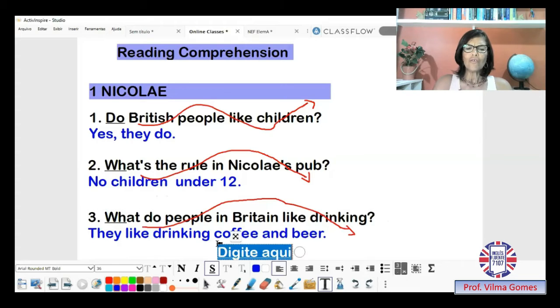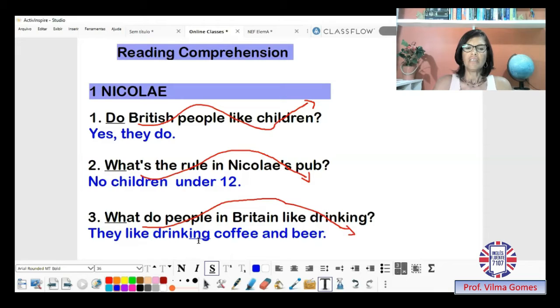Por que, professora, que nós estamos usando aqui esse ing? Pois é, do you know? Porque toda vez que a gente utilizar os verbos like, enjoy, love, hate, quando a gente fala das coisas que a gente gosta, que a gente ama, que a gente adora, que a gente aprecia, que a gente odeia, ou não gosta, don't like, e a gente vai falar de uma atividade, tá? O mais natural em inglês é usar o ing. Ok? So they like drinking coffee and beer.